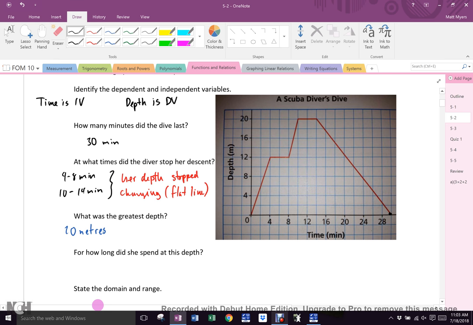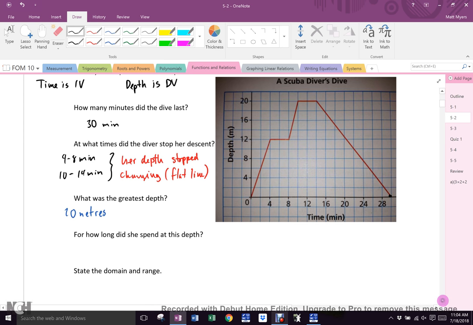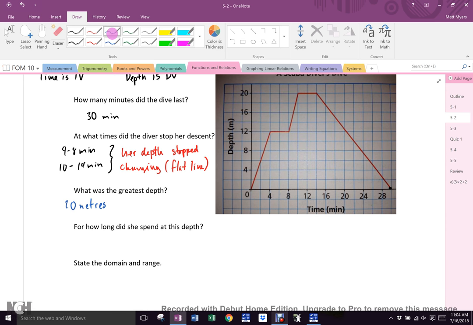Everybody understand? Good. How long did she spend at that depth of 20 meters? 4 minutes. Excellent. And now, what is the domain and range? We'll do domain first. What is it? I will take it in any form you wish to give it to me. Set notation, interval notation, whatever you want. Go!